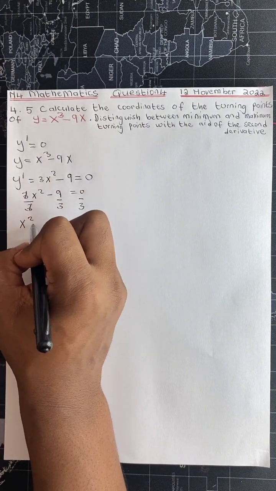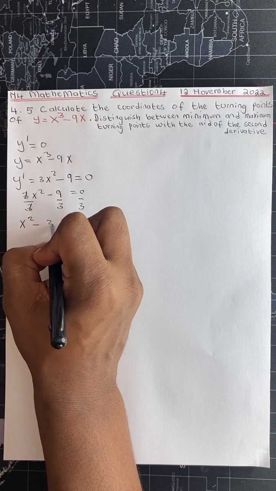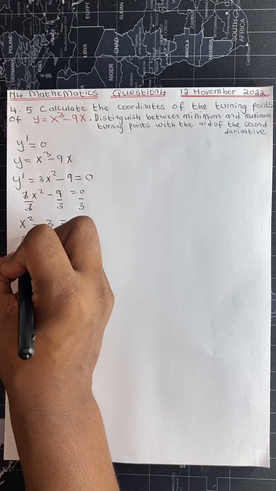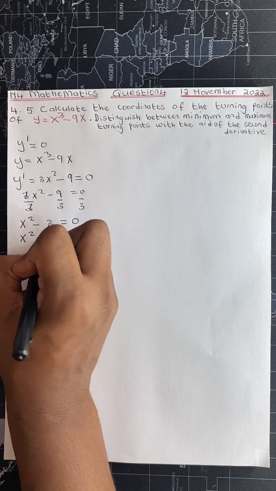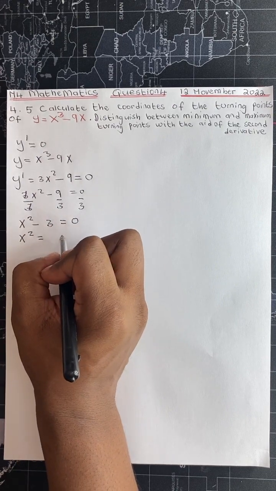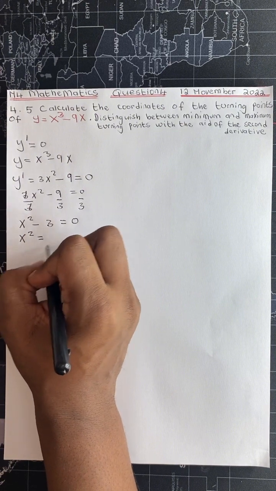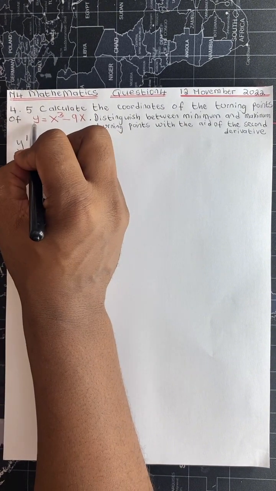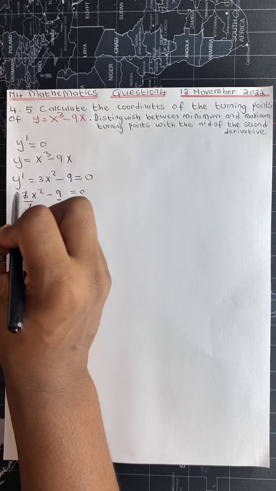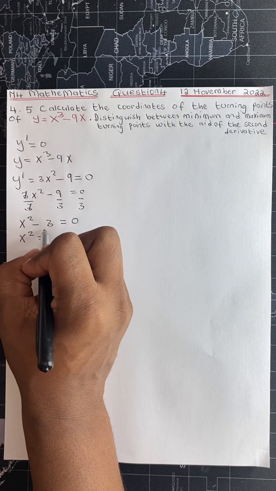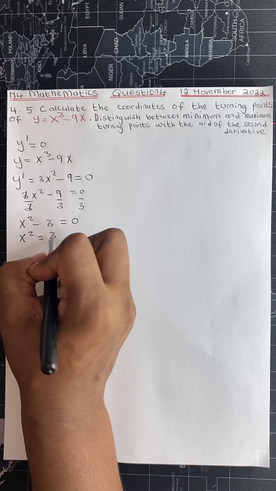x squared minus 9 over 3, which is equal to 3, is equal to 0 divided by 3, which is equal to 0. So we are solving for x so that we can get the x coordinate of the turning point. And after getting the x coordinate, we substitute it into the original y equation and not this derived equation. So we take the negative 3 to the right, and it changes sign from negative 3 to positive 3.